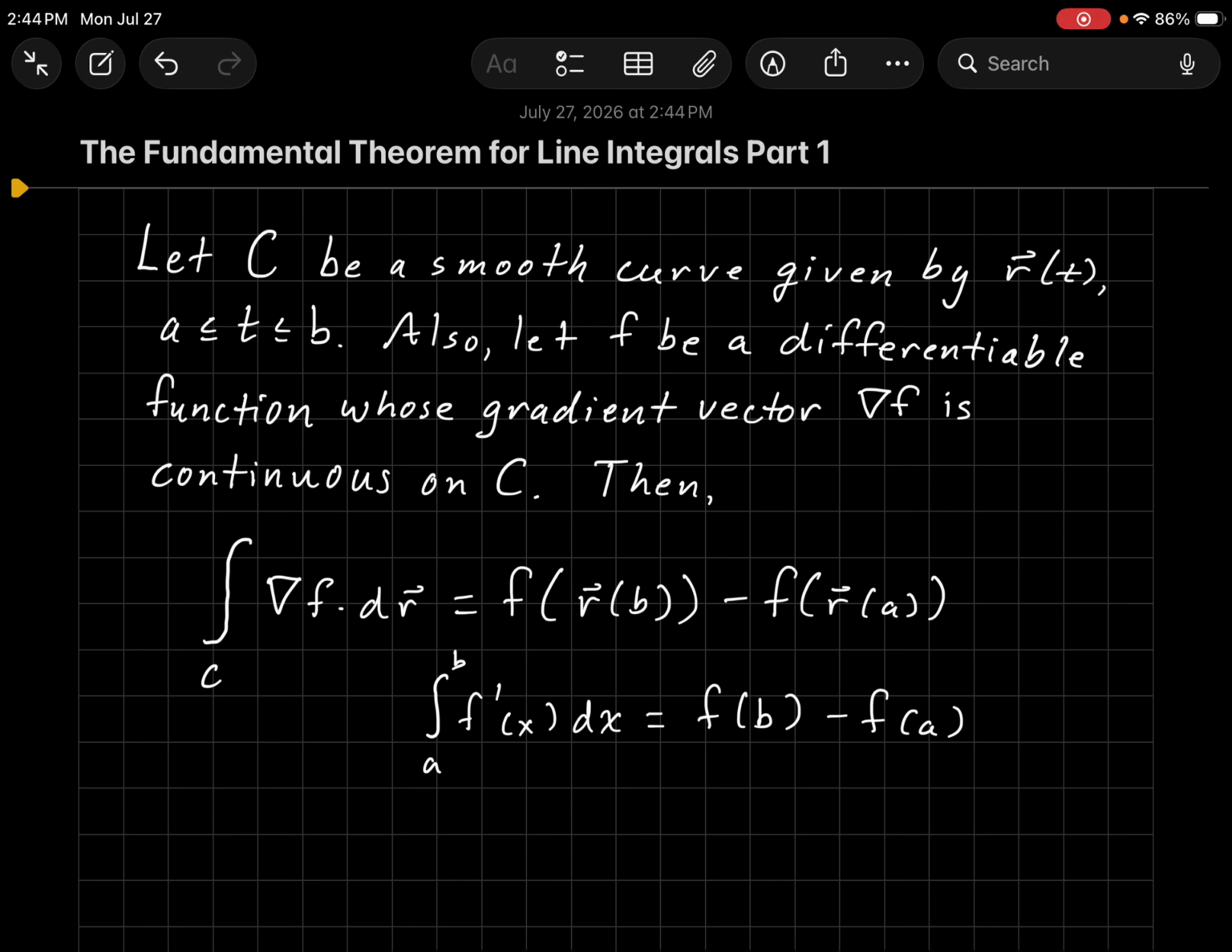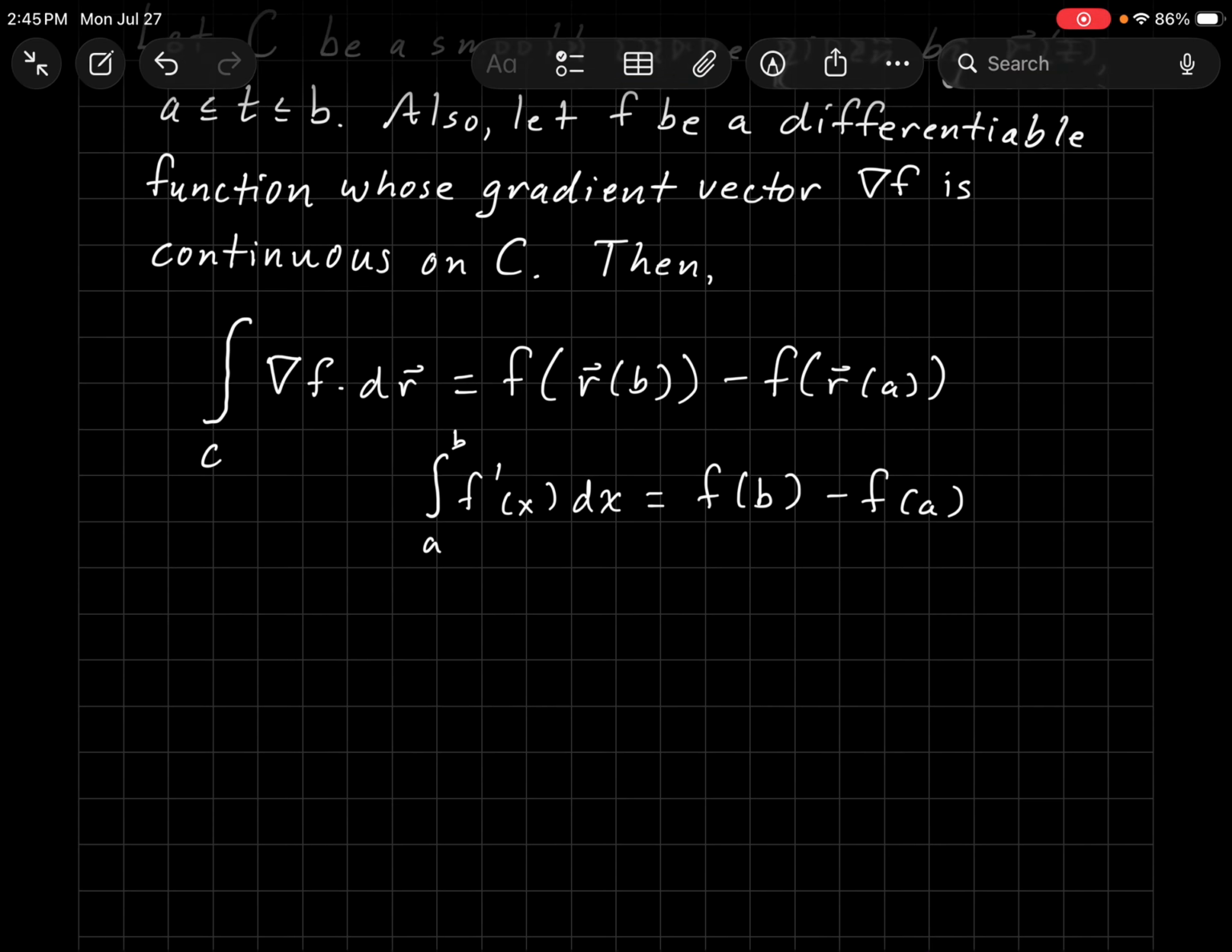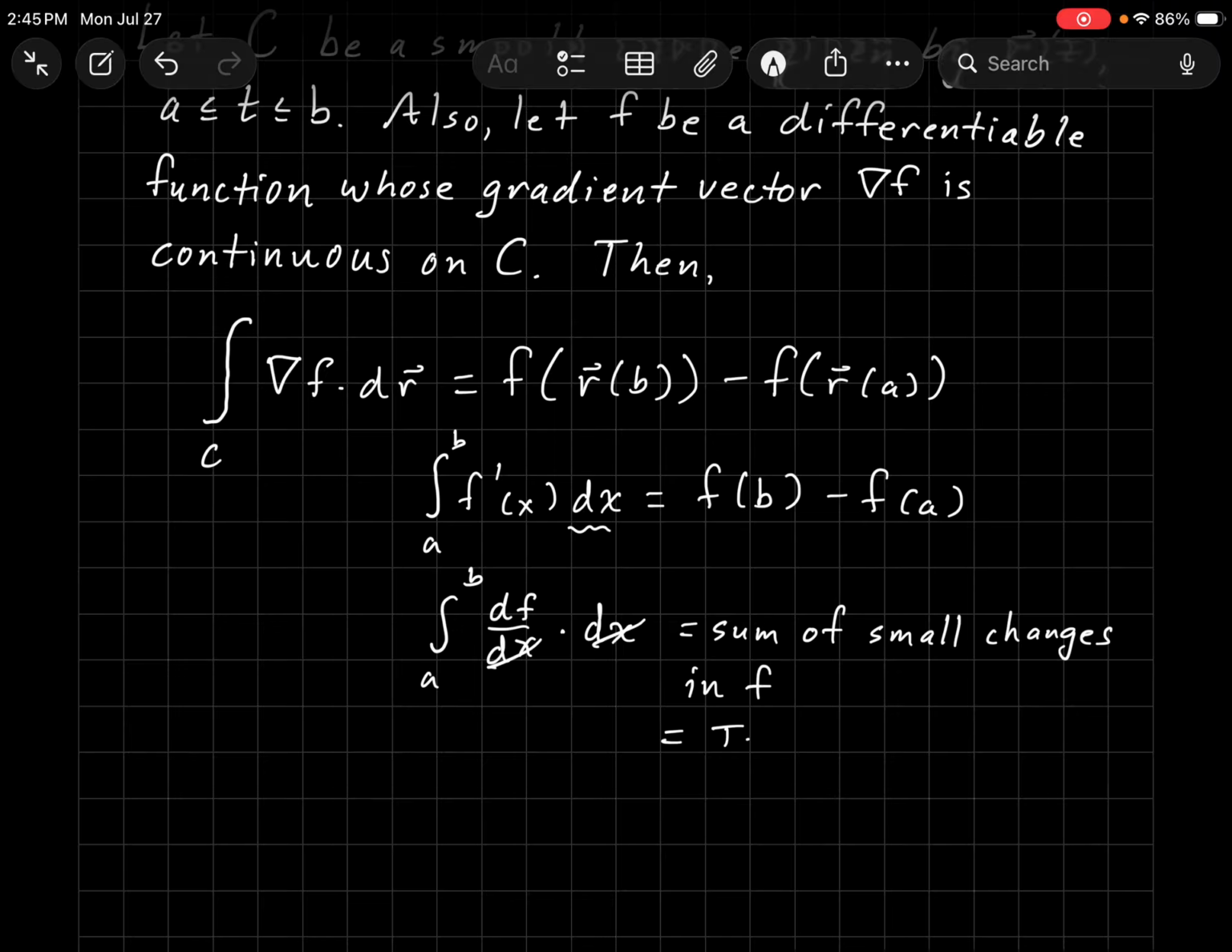Now, it's pretty easy to see why this is true for single variable if we simply rewrite our notation. Notice that f prime could be written as df dx, and then times this other dx here, which gives us what? Well, this is saying the sum of very small changes in f, right? Which, of course, is the total change in f on the interval given.